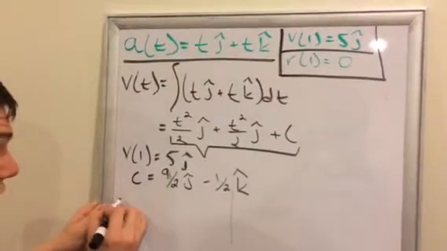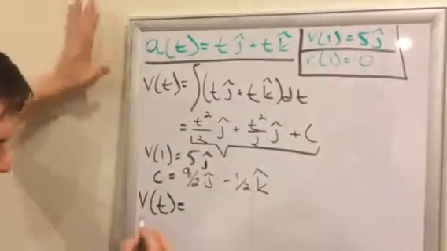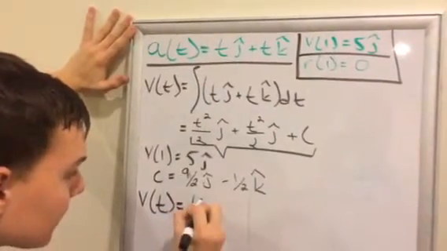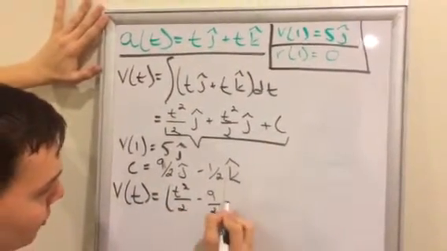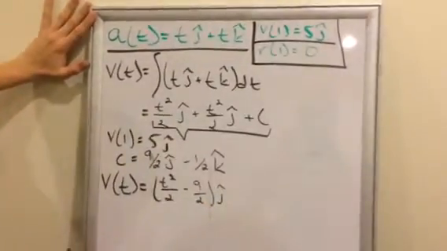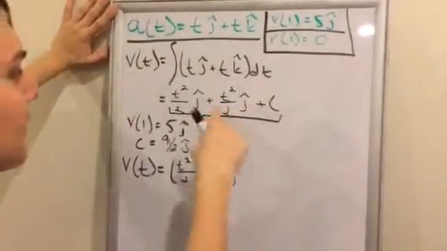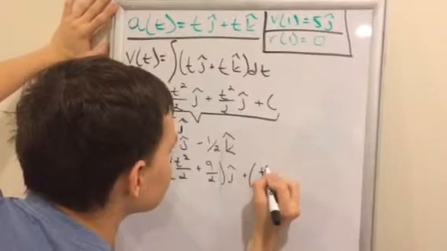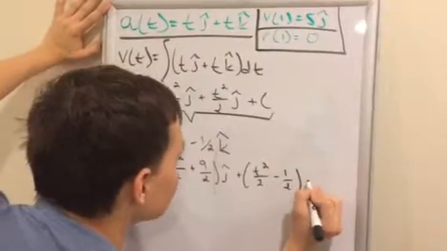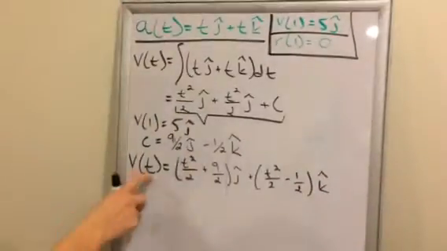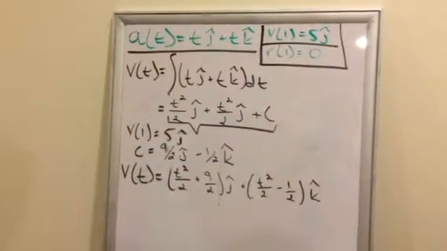And that'll give us, back to our velocity equation, combine the terms, t squared over 2 plus 9 over 2 j. That'll be a plus instead. Then plus t squared over 2 minus 1/2 k. And that's our velocity using our initial condition, v(1) equals 5j.